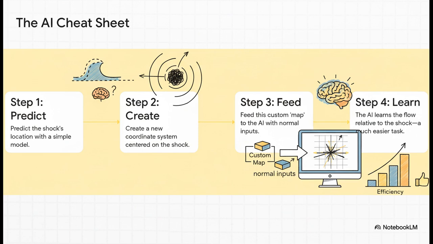The best way to think about it is like giving the AI a cheat sheet. Seriously. Step 1, you use a simple, fast model to just guess where that difficult shockwave is going to be. Then, and this is the clever part, you basically create a custom map for the AI that's centered on that shock. You're telling the AI, hey, pay attention, the tricky part is right here. By doing that, the AI can focus all its brainpower on getting that one critical region exactly right, which, it turns out, is a much easier problem to solve.